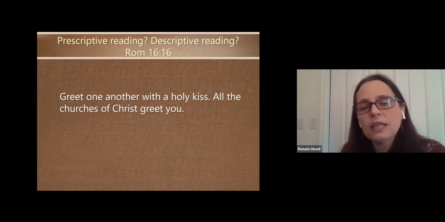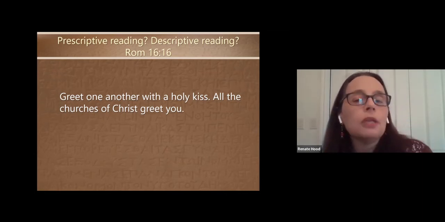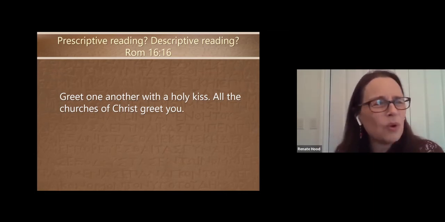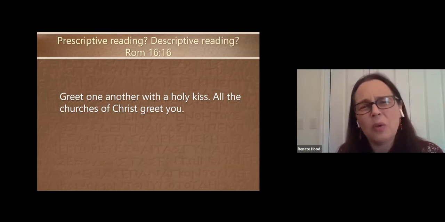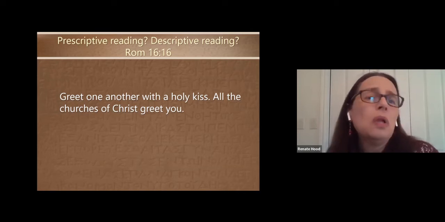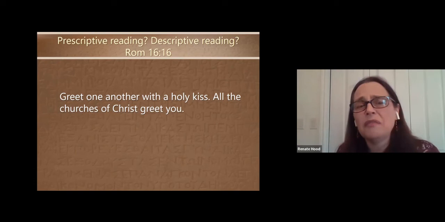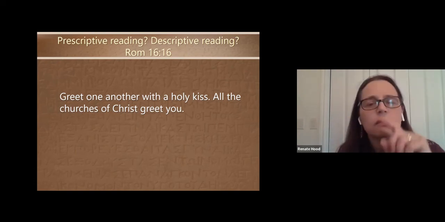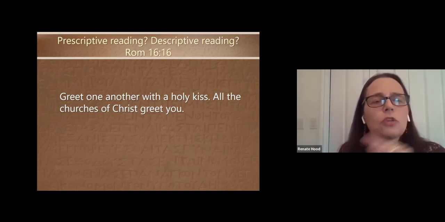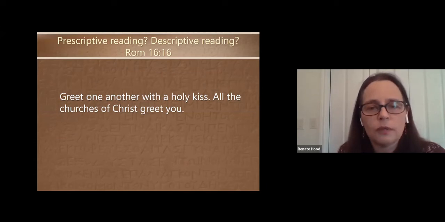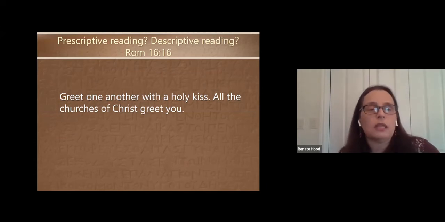The moment that I start interpreting a holy kiss, it's like, well, where we live here, we don't really give a holy kiss. We give a holy hug, or we give a high five, or we just kind of nod. That very moment you have turned descriptive. You cannot do both. So what would a descriptive reading look like?